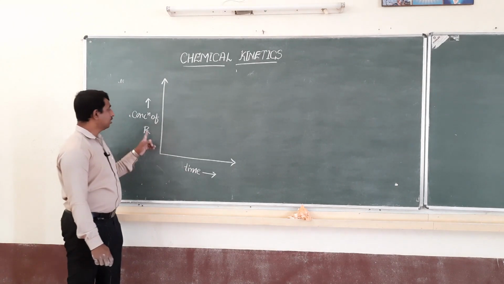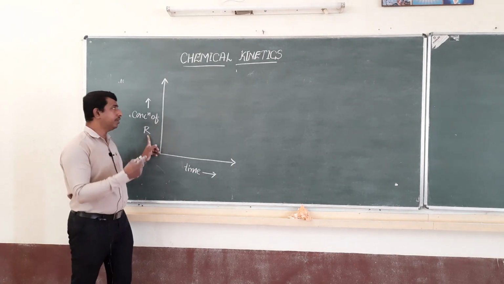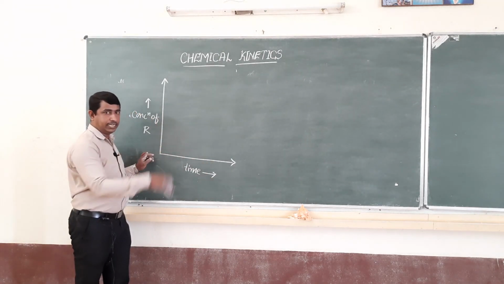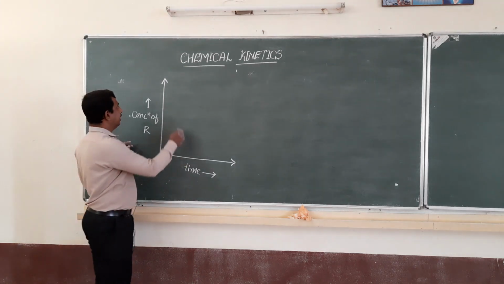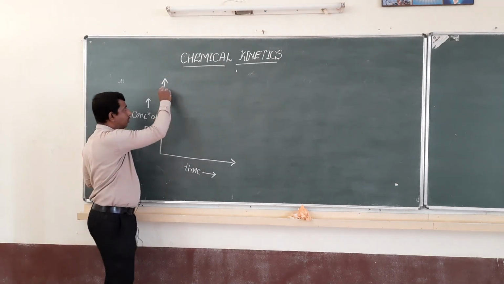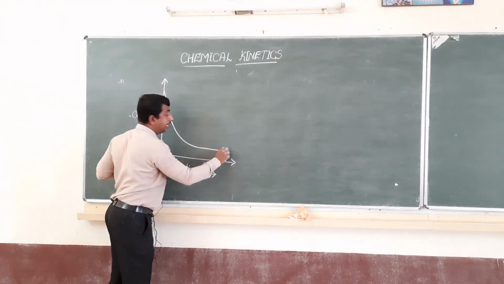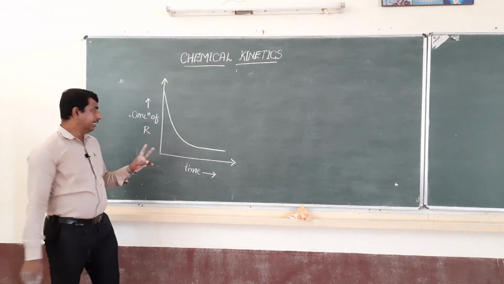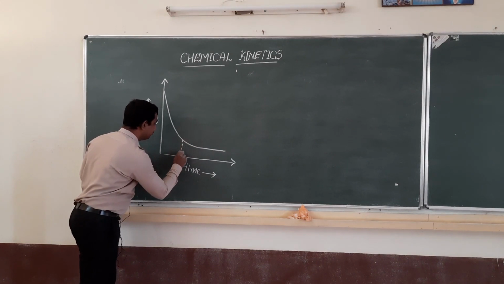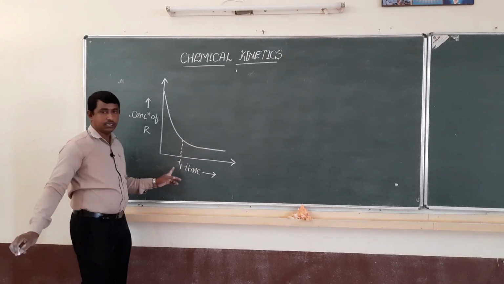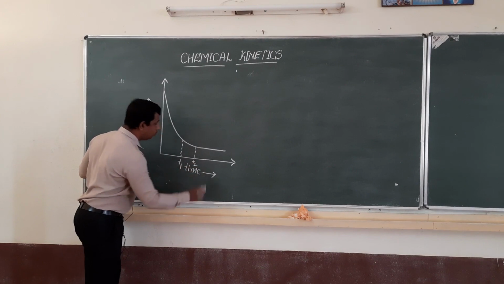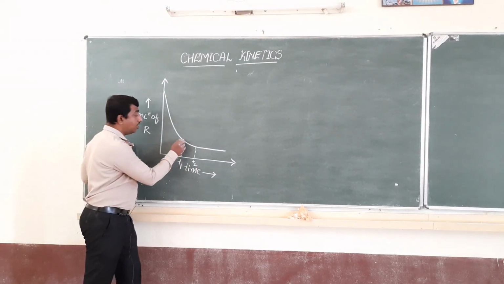We know that the concentration of the reactant will be very high in the beginning. As time increases, the concentration goes on decreasing. In the beginning, when time t equals 0, it will be high. Now I will consider T1 and T2 seconds. This one I will take as T1 second, and this one I will take as T2 seconds.